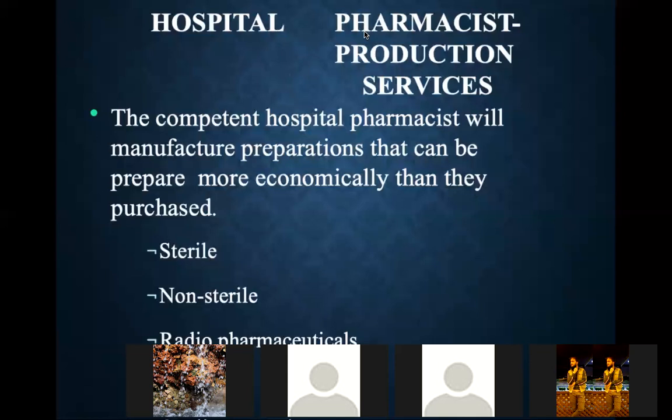Then they go for cytotoxic drugs. What are cytotoxic drugs? Those which are applied against cancer patients. They have to prepare and manufacture those cytotoxic drugs also. So they have sterile, non-sterile, radiopharmaceuticals, and cytotoxic drugs. There is also a fifth heading. So there are many types of drugs which are not available in the market or are in research.